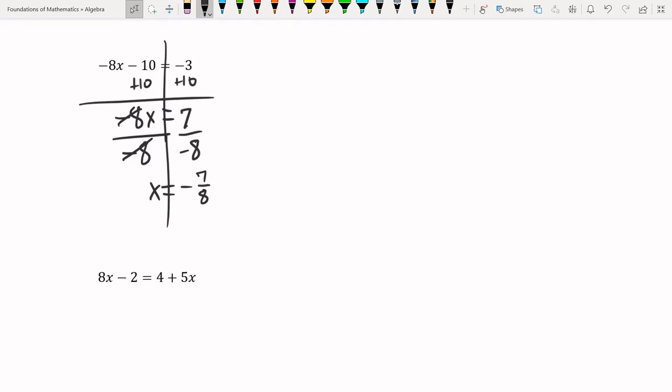Positive divided by negative is negative. That's the reason why I put the negative out in the front. And 7 divided by 8, well, that's just 7/8, so there's no reason to simplify that at all. Negative 7/8 minus 10 equals negative 3.